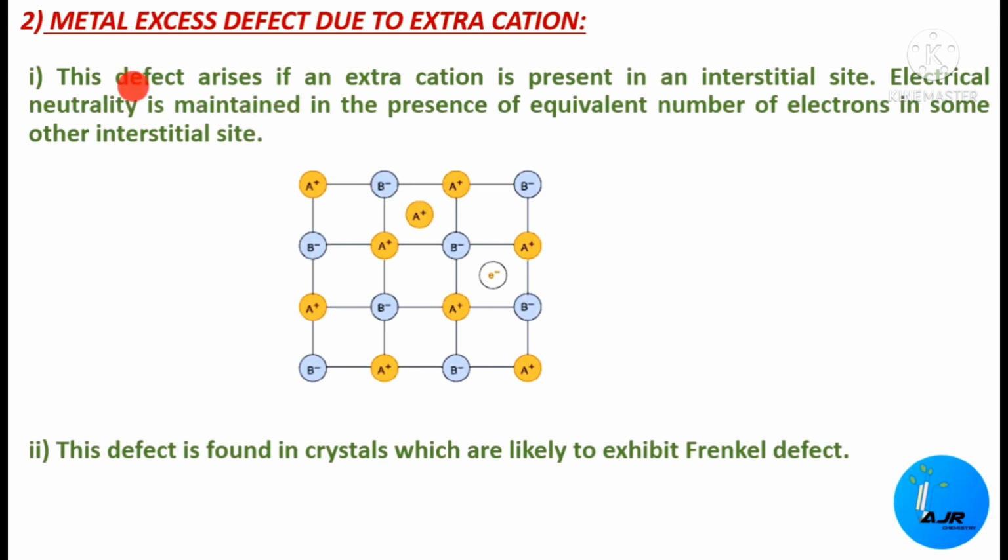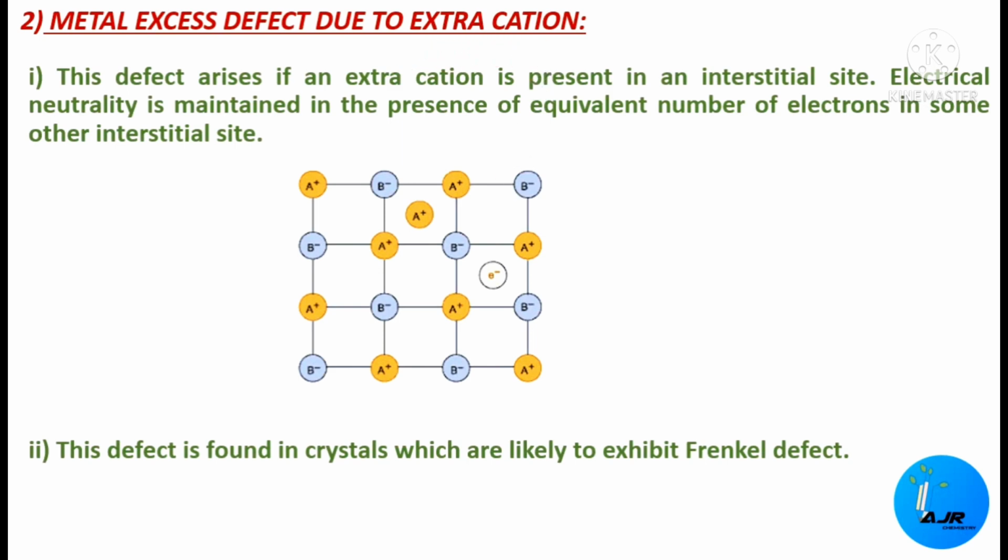Actually this defect arises if an extra cation is present in an interstitial site. Here, the extra cation is present in the interstitial site, and the electrical neutrality is maintained by an equivalent number of electrons in some other interstitial site. So one extra cation is present in the interstitial site, and in order to maintain the electrical neutrality, an equivalent number of electrons is present in another interstitial site. This type of arrangement will cause the metal excess defect due to extra cation.